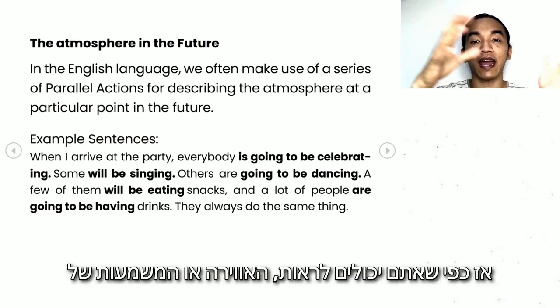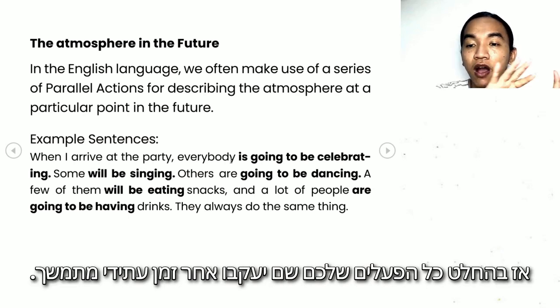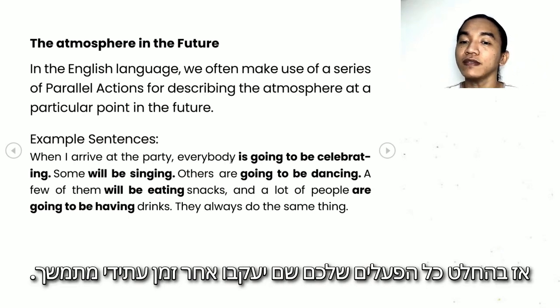So, as you can see, the atmosphere or the vibe or the meaning of this paragraph here pertains to future action. So, definitely, all your verbs there would follow the future continuous tense.